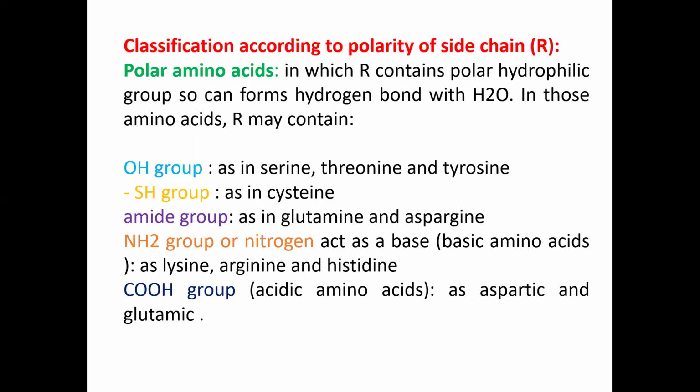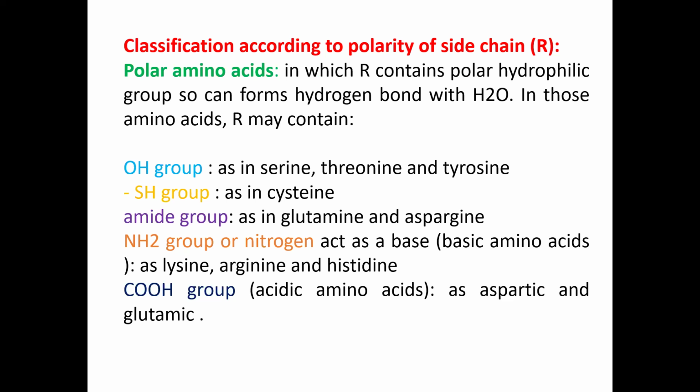For classification according to the polarity of the side chain, we have polar amino acids in which the R group contains a polar hydrophilic group, so it can form hydrogen bonds with water. In those amino acids, the R group may contain an OH group, as in serine, threonine, and tyrosine. It can have an SH group, which is a thiol group, as in cysteine. We can have an amide group, as in glutamine and asparagine.